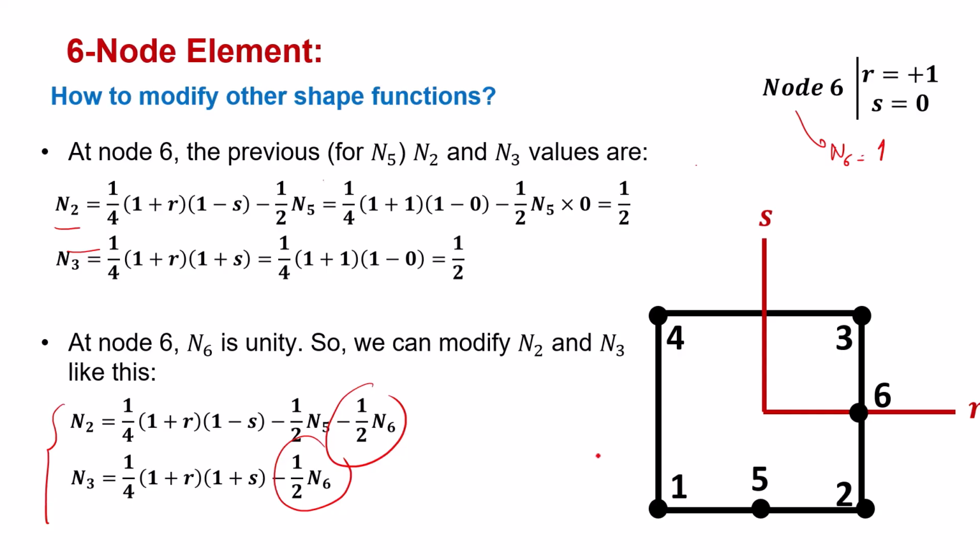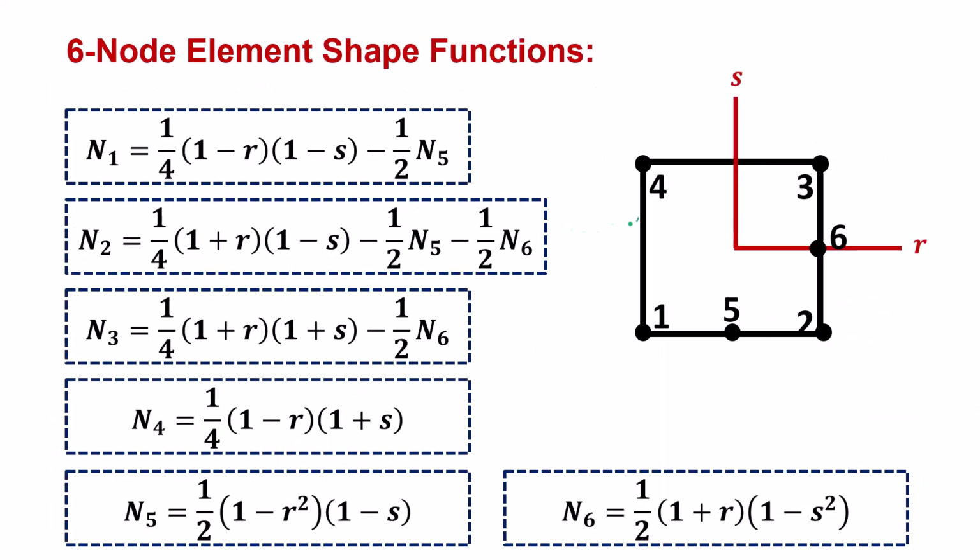This way, the interpolation along the right edge, which now has 3 nodes, becomes quadratic. Here we have the full set of shape functions for the 6-node quadrilateral element. For node 1, you can see how half of n5 is subtracted. For n2, half of n5 and half of n6 are subtracted. And for node 3, half of n6 is subtracted. And node 4 is not changed. And we have n5 and n6 as we found before.